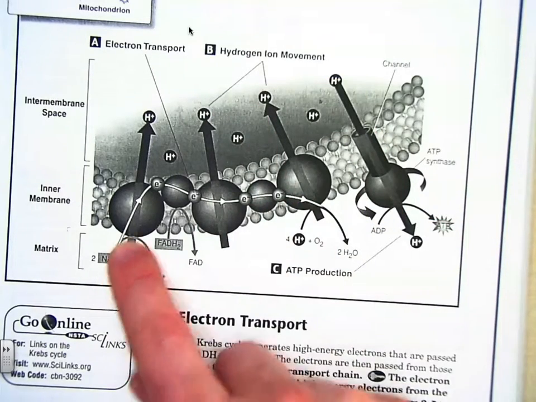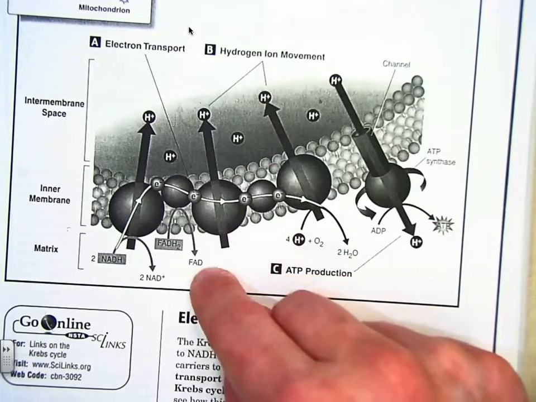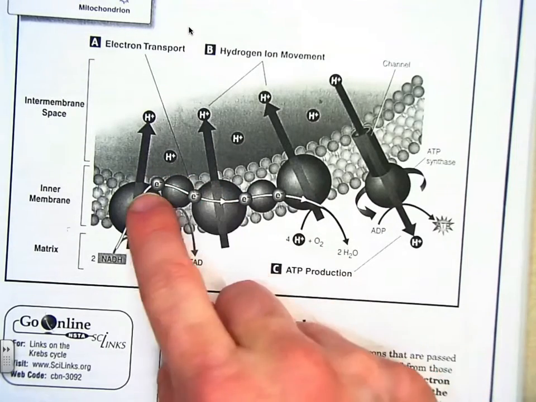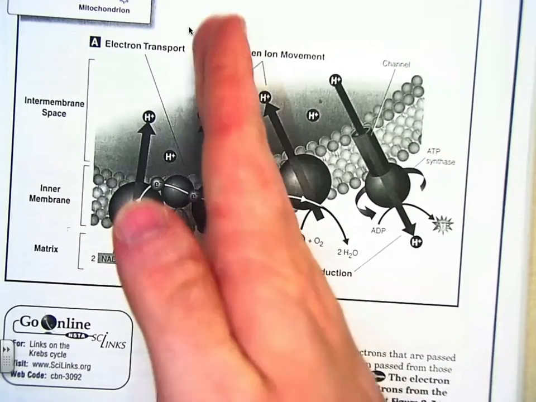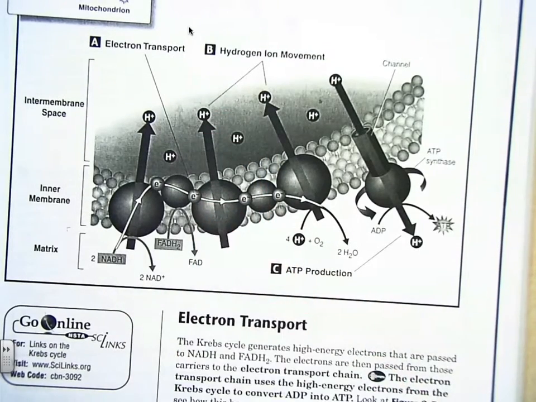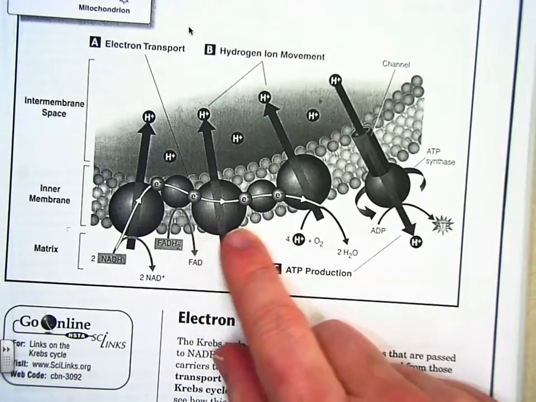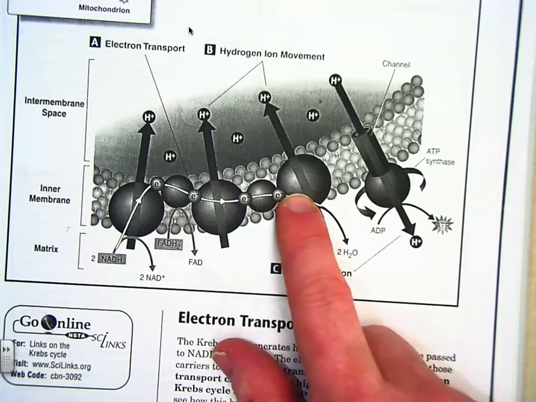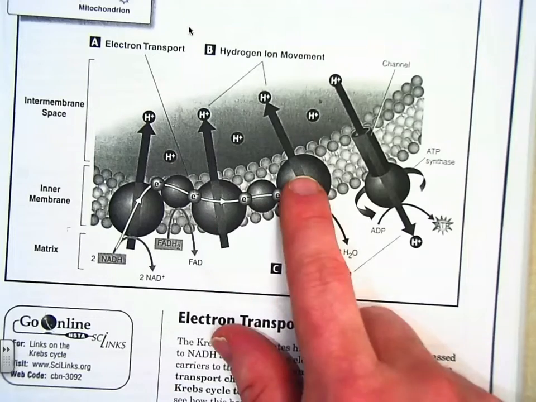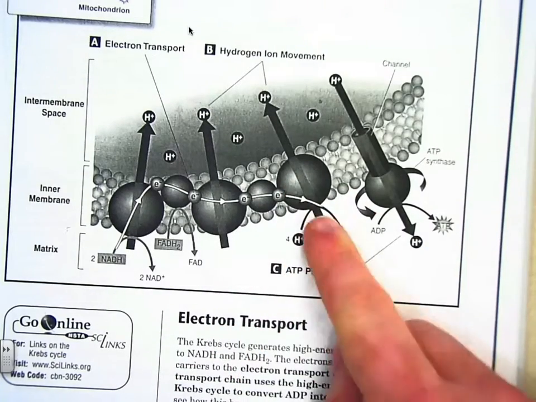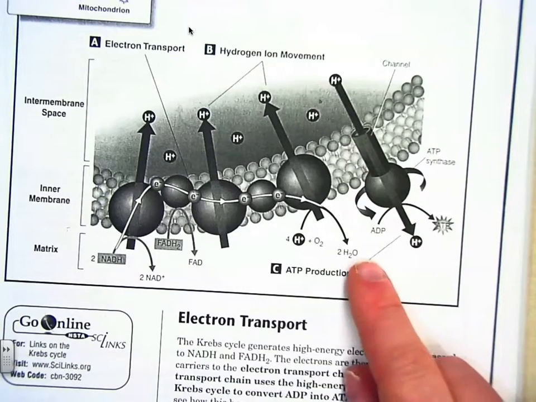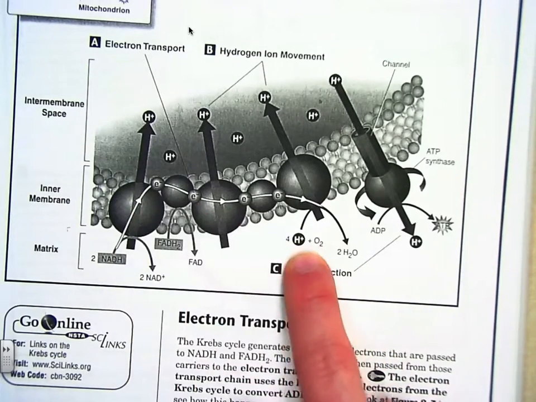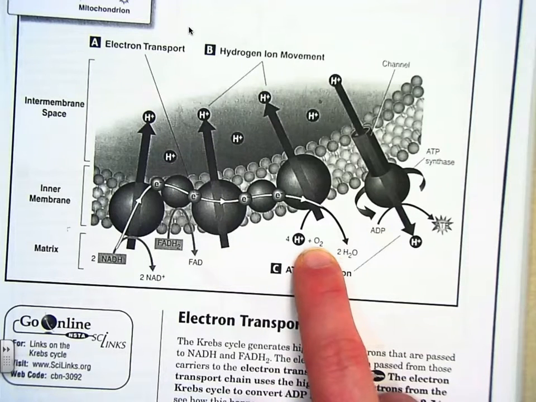Alright, and at the next step of the chain, FADH2 adds two more high energy electrons, and they move on to the next step in the chain, which pumps in more protons from the matrix. And finally, the electrons continue to move through the chain, and every time they go to a new protein in the chain, they pump in protons. And near the very end, you'll see that the electrons join oxygen to make water.